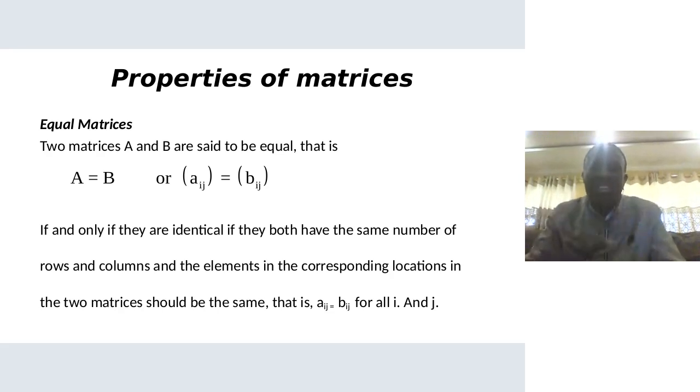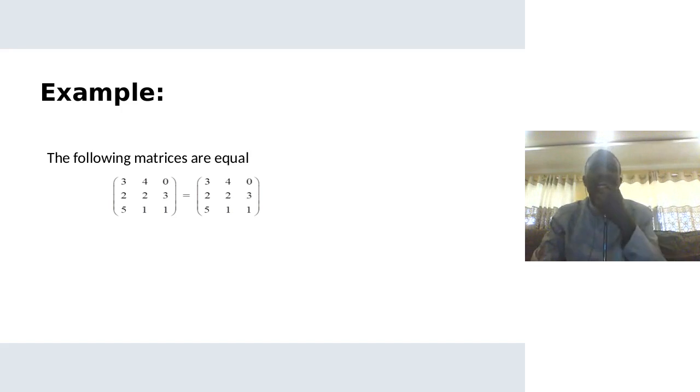The other condition is that the elements in the corresponding locations, and I've shown you the locations that we can have: first row, first column, first row, second column. All the elements in the corresponding locations in that other matrix must also be the same. So if those two conditions are met, then we can say that the two matrices are equal.